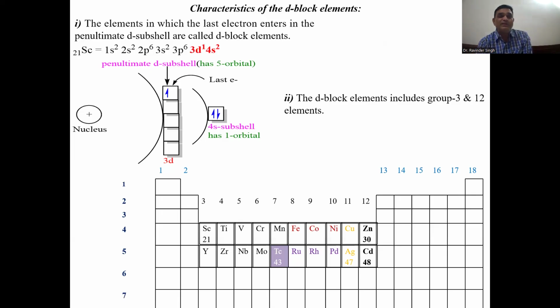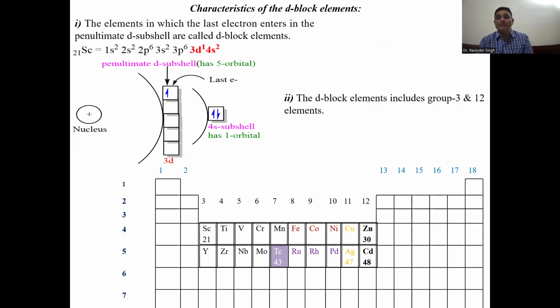You can see in scandium, in the neutral state, the d subshell is partially filled. And in the ionic state, if scandium shows the +2 oxidation state, because these two valence electrons can be lost easily, there is still one unpaired electron. So it is a transition element.